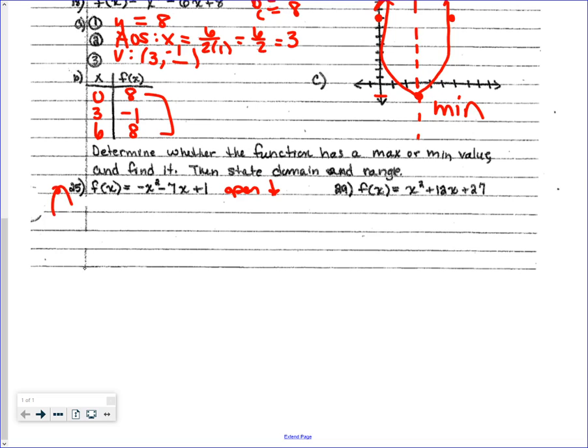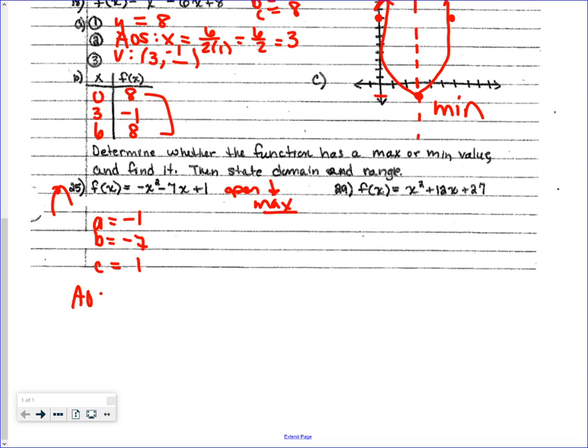Is that a max or a min? It's a max, right? To find it, I have to find the y of the vertex. I have to do the negative b over 2a and plug it back in, all right? So what's a here? Negative 1. What's b? Negative 7. What's c? 1.